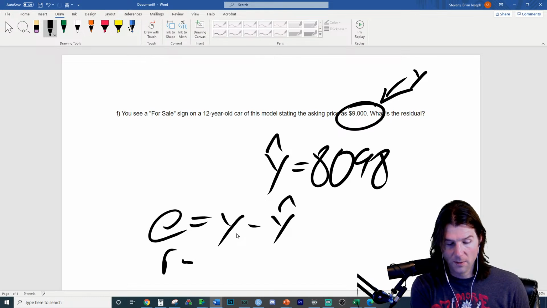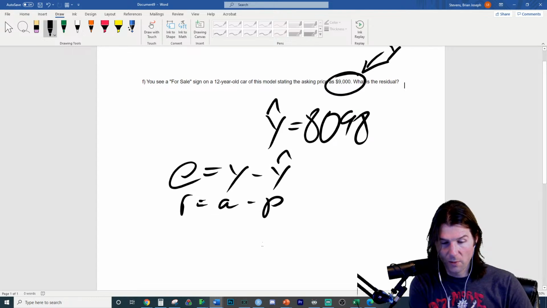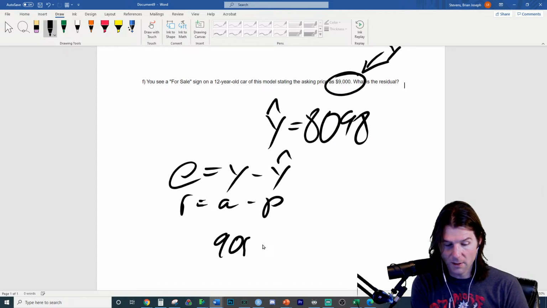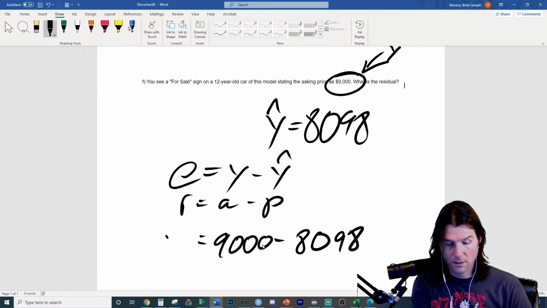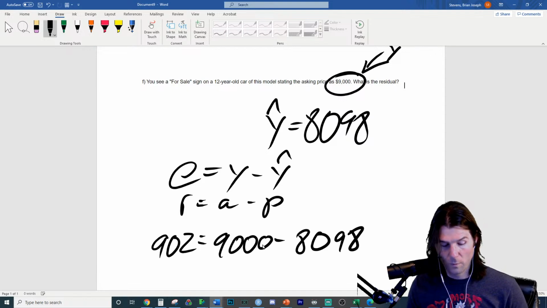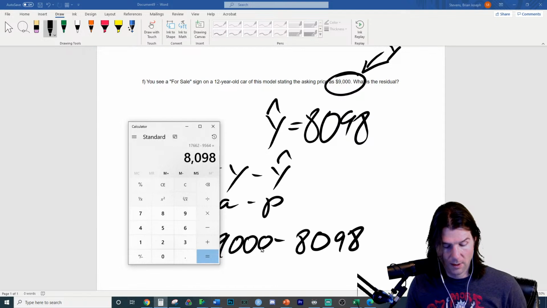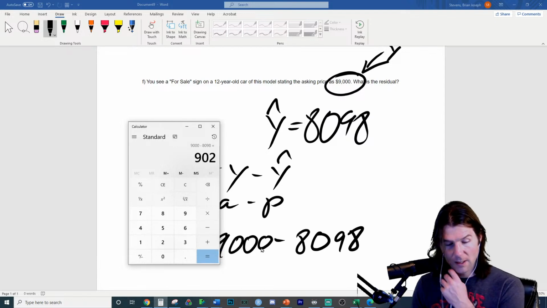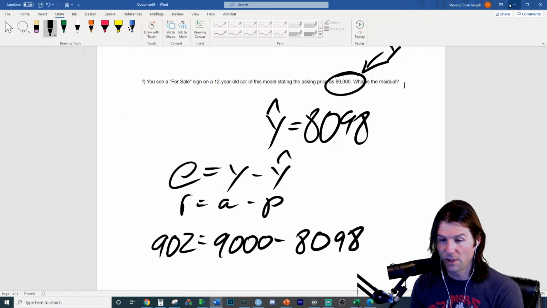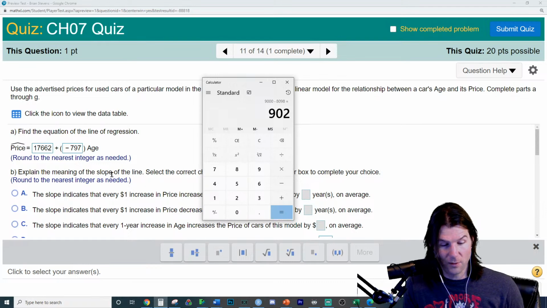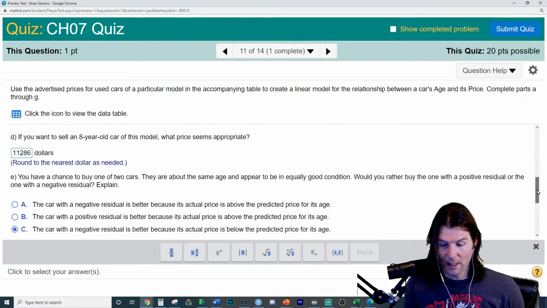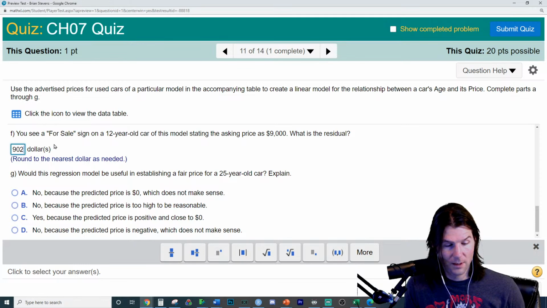So to get the residual for this, we have to do residual equals the actual minus the predicted. Residual equals actual minus predicted. And so we just plug in the numbers. We've got that the actual is 9,000 and the predicted is that. And so it should be 902. So let's just double check our work. Actual minus predicted, 902. There we go. The residual is 902, which is how much we miss. So we go right here and we go down 902.